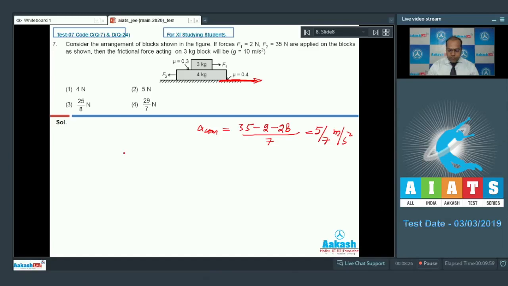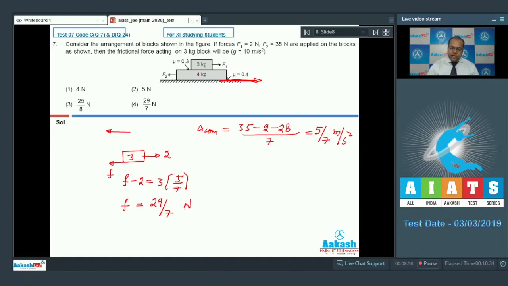Now if I draw the free body diagram on the 3 kg block, then F1 is acting in this direction, that is 2 Newton. The common acceleration acting on the 3 kg block is in this direction. So this friction must act in this direction. If I write the equation F equal to ma, then F minus 2 must be equal to mass into acceleration. On further solving, the value of F comes out to be 29 by 7 Newton.